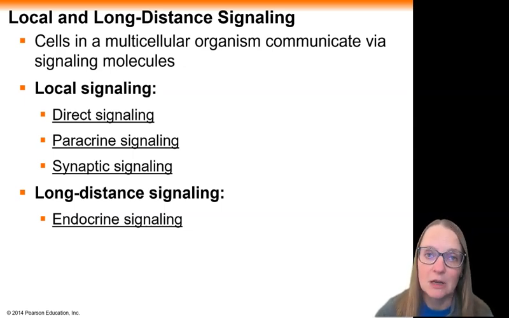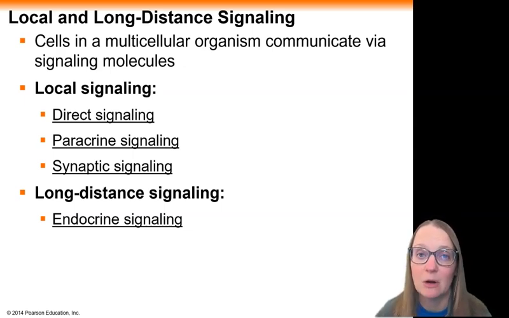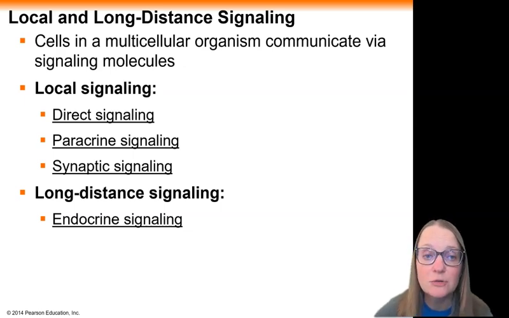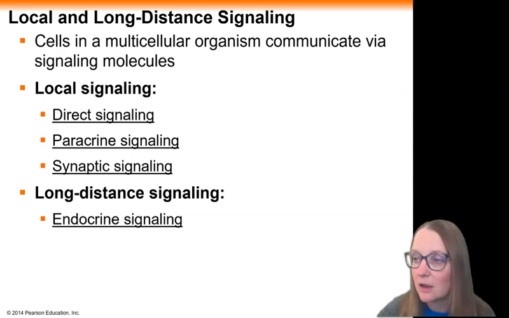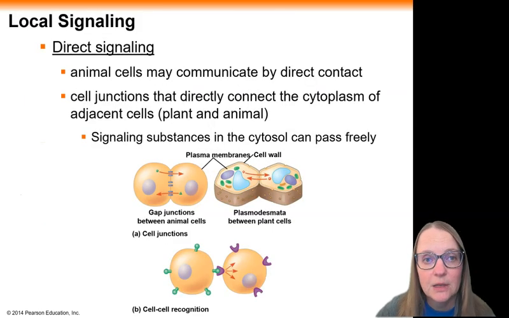Local signaling would be calling somebody maybe in your neighborhood or within your town. And then long distance signaling, you might be calling somebody in a different state, in a different country, for example. So there are three different types of local signaling: direct, paracrine, and synaptic. We will take a look at all three of those, and then only one kind of long distance signaling, which we call endocrine signaling, and we'll also take a look at that one. So local signaling first.